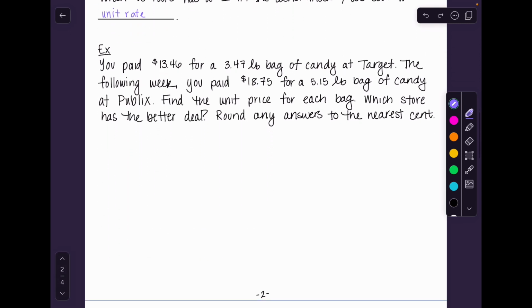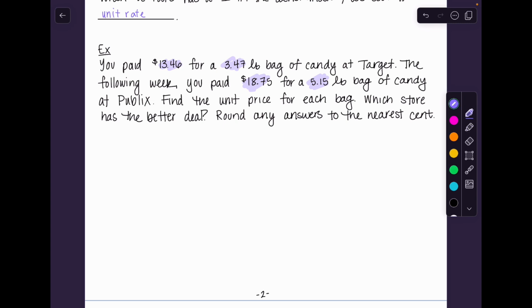So let's take a look at an example of this. You paid $13.46 for a 3.47 pound bag of candy at Target. The following week, you then paid $18.75 for a 5.15 pound bag of candy at Publix. We're going to find the unit price for each bag, and then we're going to figure out which has the better deal. And any rounding, we're going to round to the nearest cent since we're dealing with money. Because right now, I have no idea how to compare these particular prices. So we've got different sized bags of candy. Even though it's the same type of candy, I don't know which one was my better purchase.